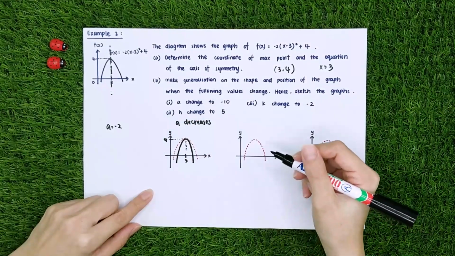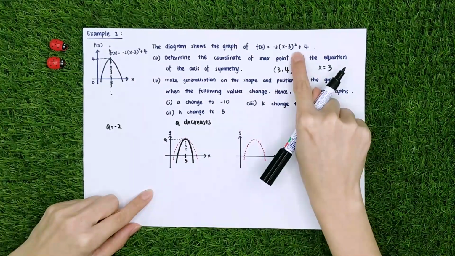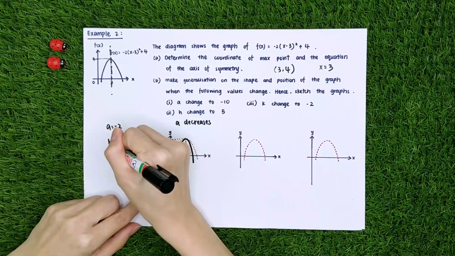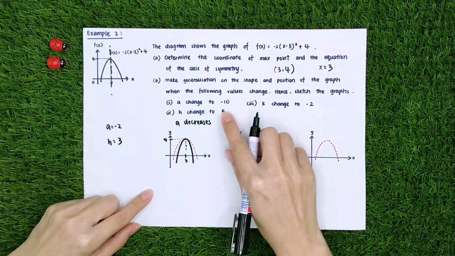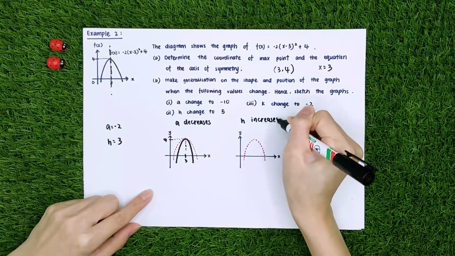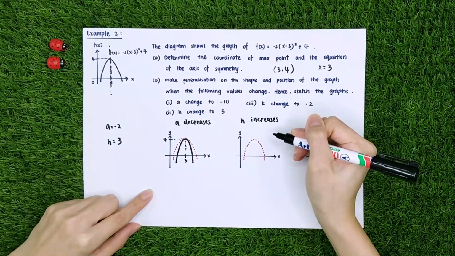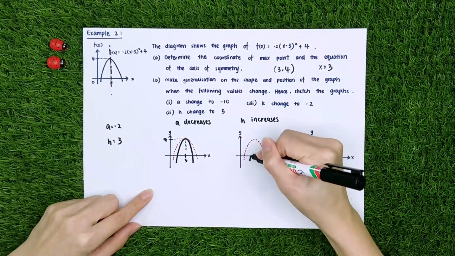Okay, so for the second part, when h changes to 5, let's see what my h value is. The original h value is equal to 3, and now my h changes to 5. That means h increases. When h increases, that means the whole graph moves to the right-hand side. It will look like this.